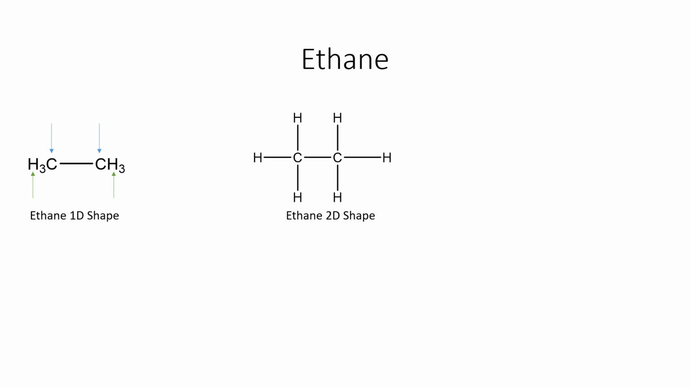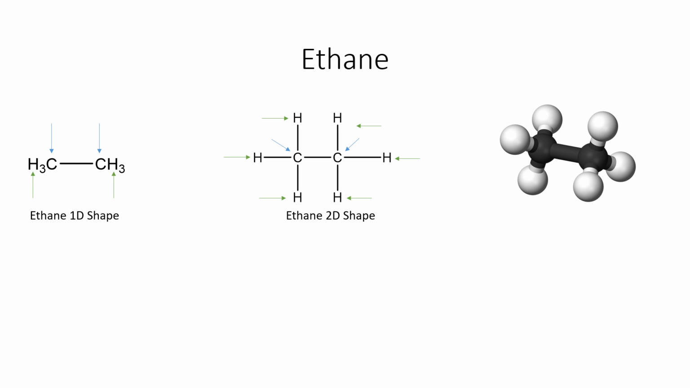Now let's look at ethane in 2 dimensions. This is the 2-dimensional shape of ethane. It shows that we once again have 2 carbons connected by a total of 6 hydrogens, but it tells us more about the spatial orientation of this. Let's now look at ethane in a 3-dimensional space because we still don't know anything about the depth of the molecules. This is ethane in 3 dimensions, and once again we have 2 carbons connected by a bond and a total of 6 hydrogens connected by a bond.